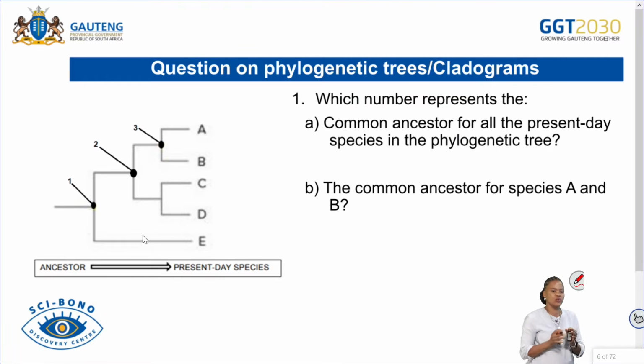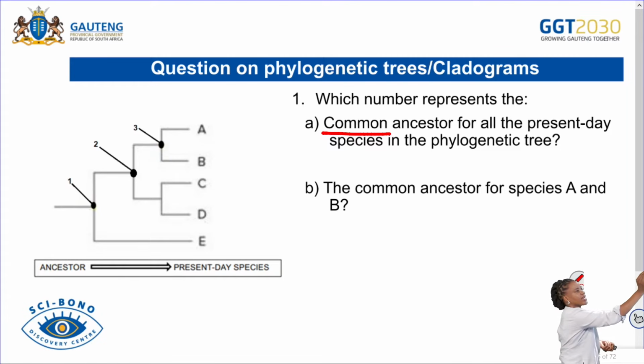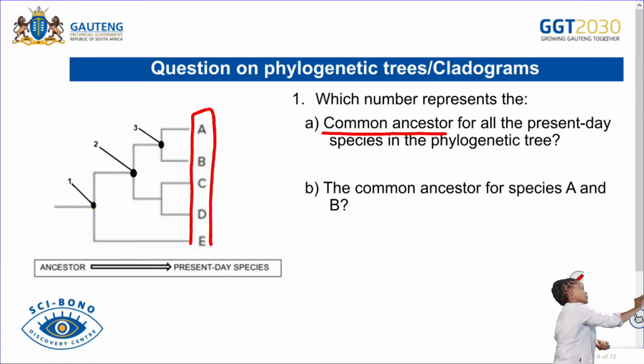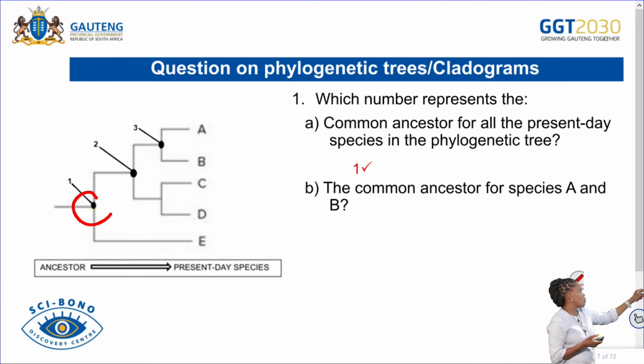Now, let's quickly look into the possible questions which may arise when we are asked about phylogenetic trees. We are given this phylogenetic tree, and the questions are based on it. The first question says, which number represents the common ancestor for all the present day species in the phylogenetic tree? In other words, which number represents all these present organisms? The answer will be number 1, because this is our common ancestor.